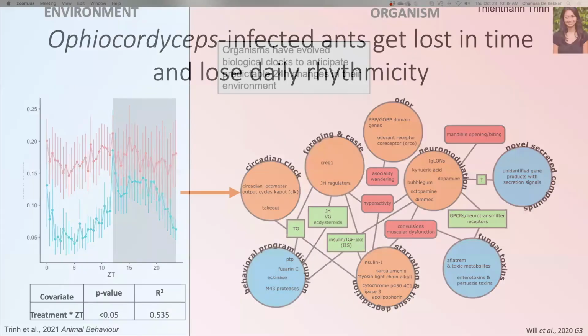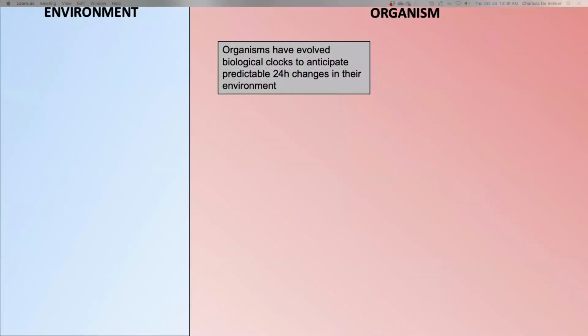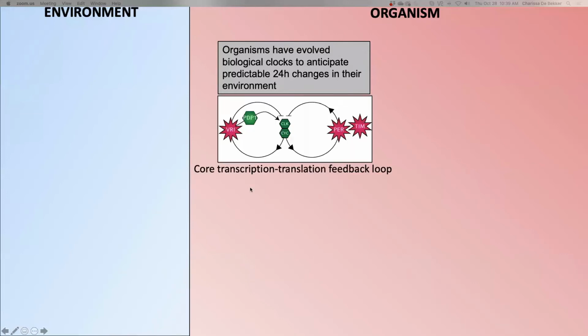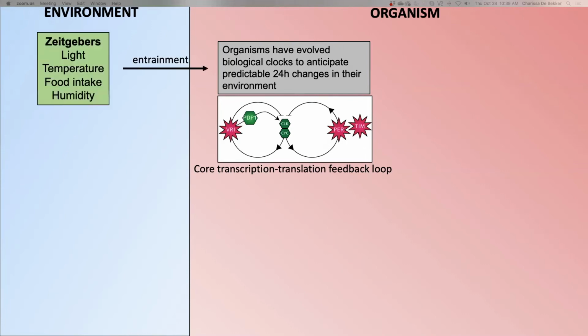So what do we think is going on here? Well, all organisms, as far as we know, have evolved biological clocks to anticipate predictable 24-hour changes in their environment. And they keep time through some sort of core transcription translation feedback loop. What is indicated here is the feedback loop generally known for insects. Now, this feedback loop is entrained by cues from the environment, which are called zeitgebers.